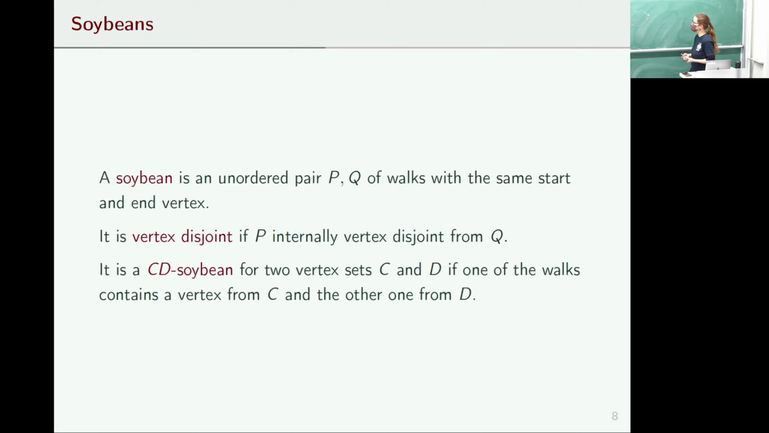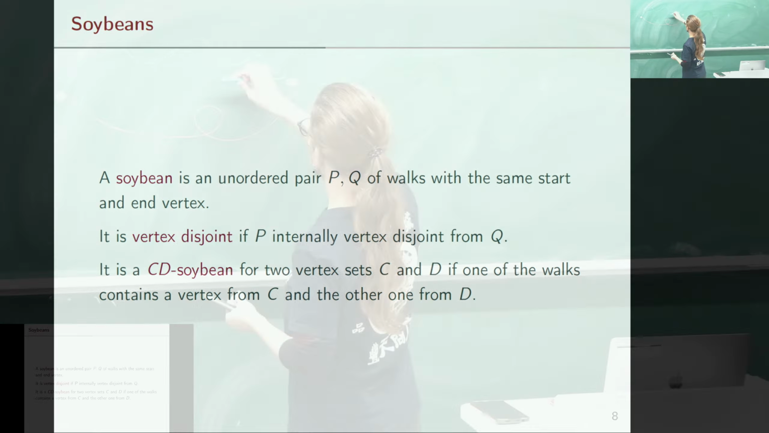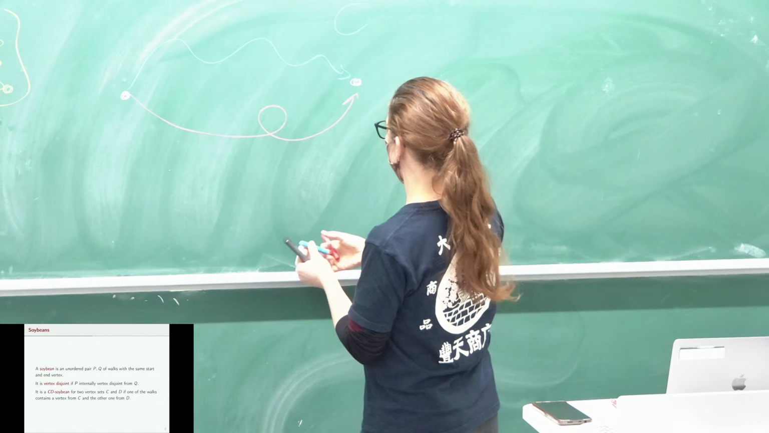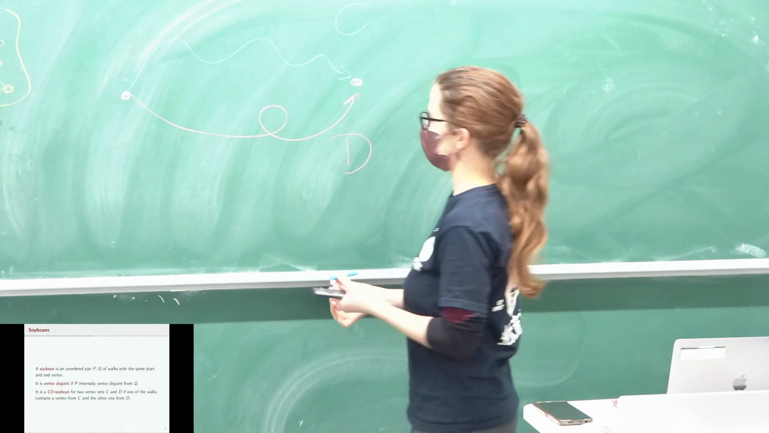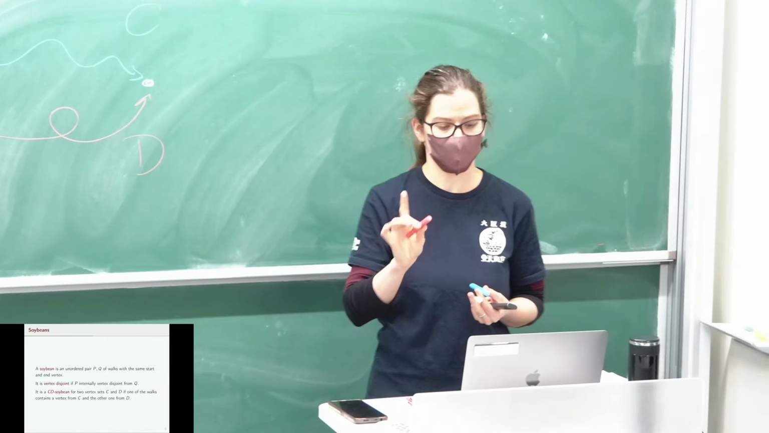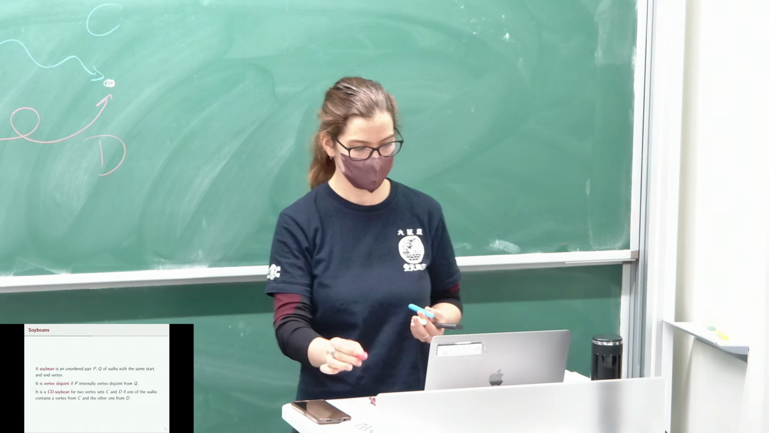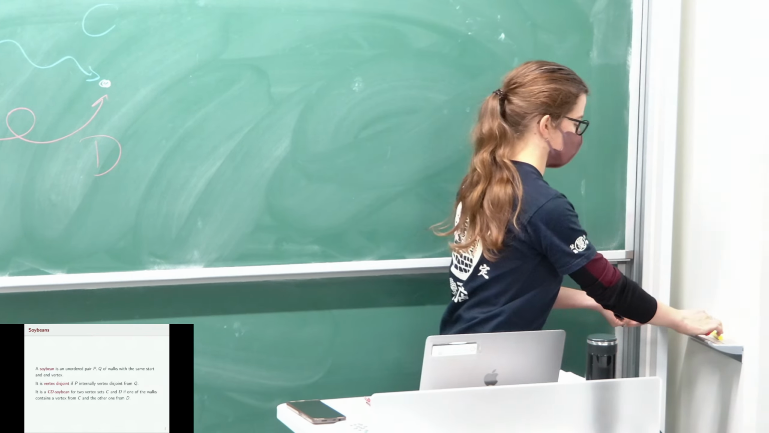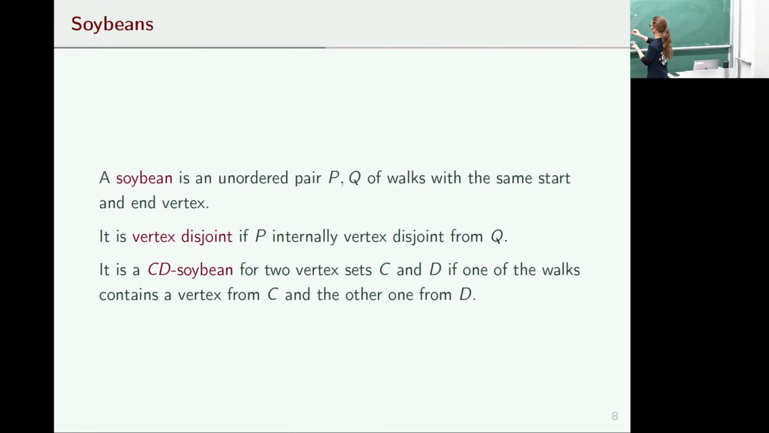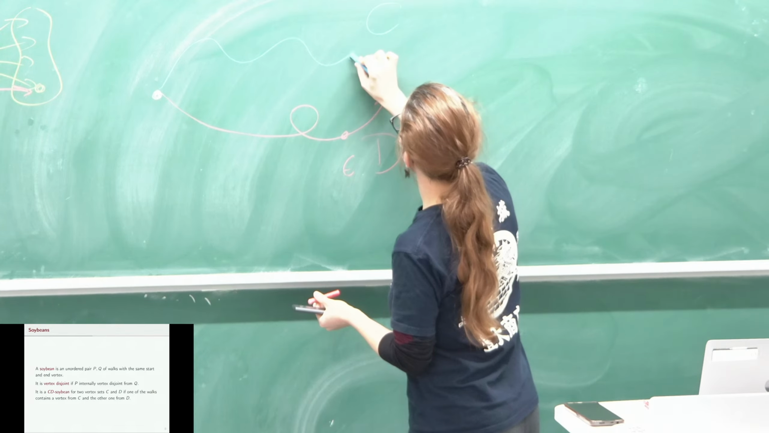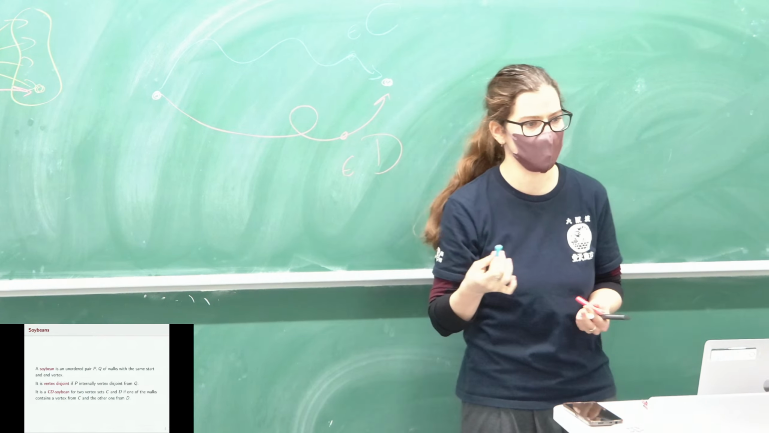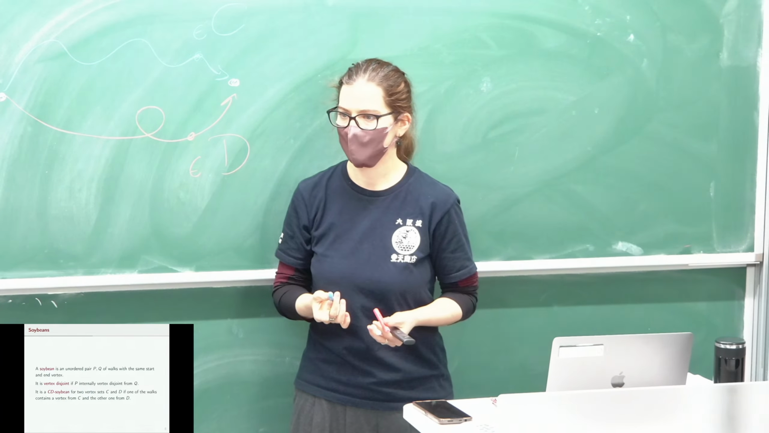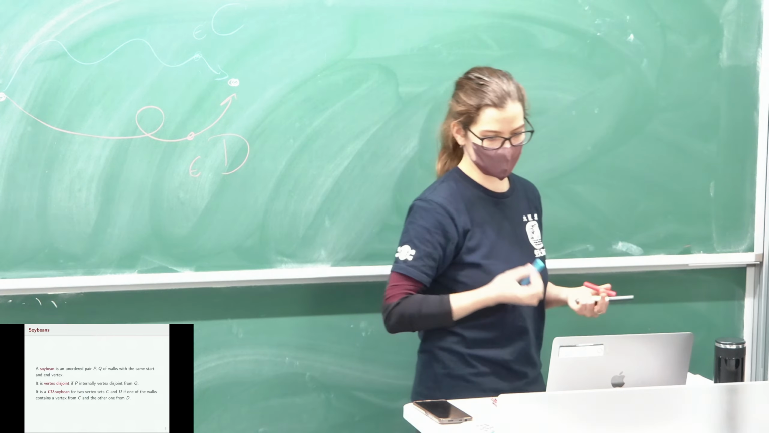And we call them CD soybeans if the vertices from my blue walk come from a set C, and the vertices from my red walk contain a vertex from this set D. They don't have to completely live in it, they have to contain. So I have this one vertex here living in D, some vertex here living in C, then I call it a CD soybean. So it's important that I visit some vertex.